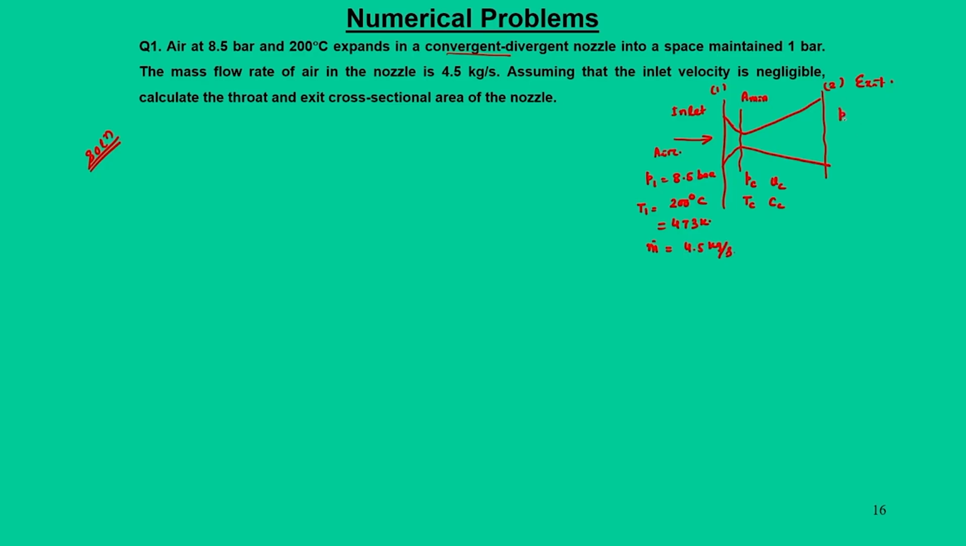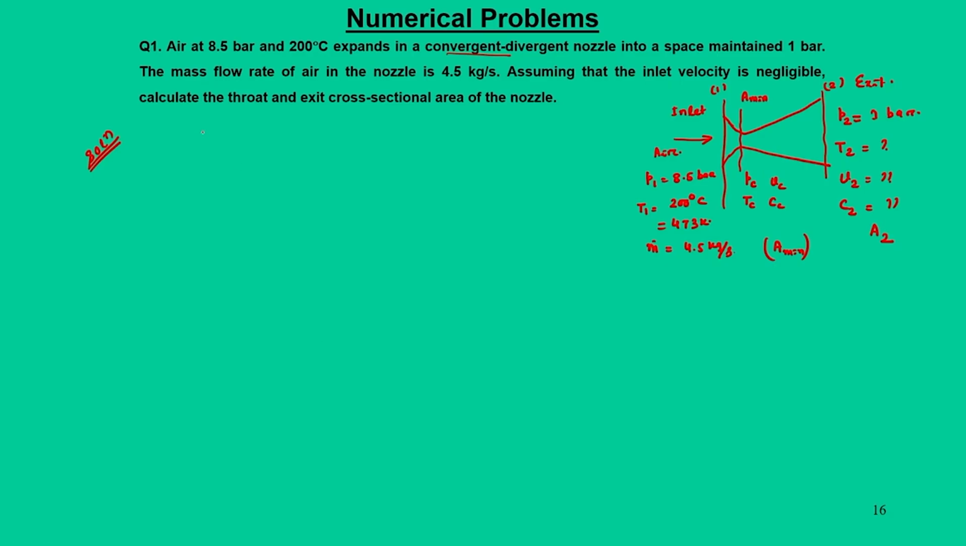The only P2 given was 1 bar. We do not know what T2 is, we do not know what V2 is, and we also do not know the speed at exit. What we require is to calculate the throat area A minimum, and that is required here, and the exit area A2. So, this is what the problem statement is above.